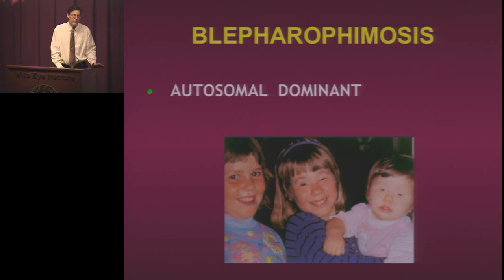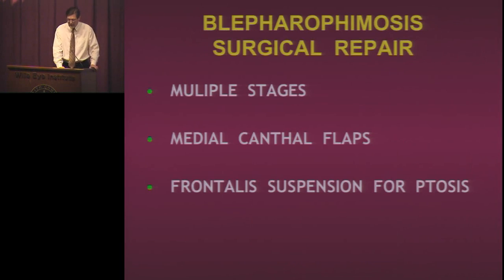Autosomal dominant blepharophimosis families will come in and you'll see a few people. It's not uncommon to see mom and a child come in at the same time, and you can look at them and know the diagnosis across the room. Unfortunately, to fix things that are important, it takes multiple stages with blepharophimosis. It may include medial canthal flaps, tightening of the tendon, moving things around, and also ptosis repair.